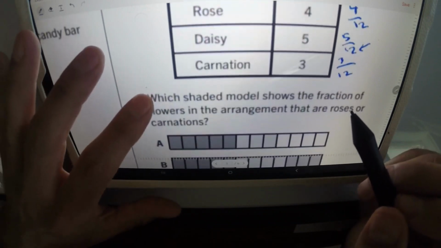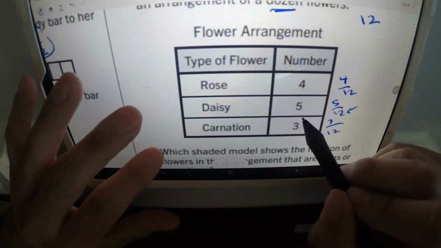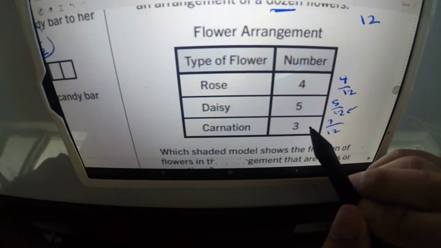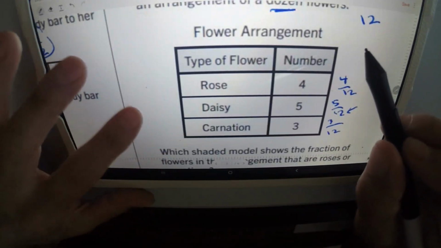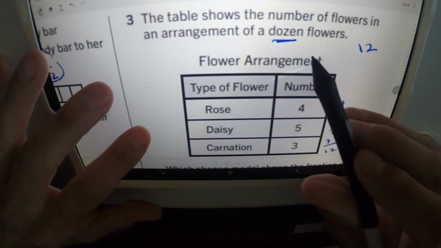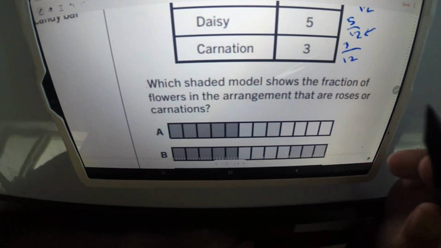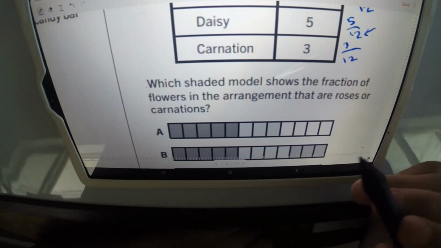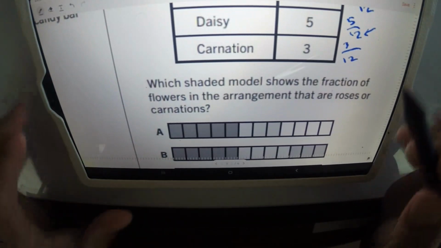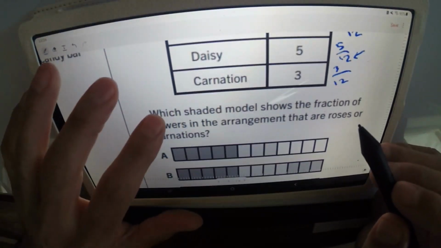Does that make sense? So they said 4 plus 5 is 9. 9 plus 3 is 12, and that's how many total flowers. And this is referred to by this word right here, dozen. That refers to 12. So another question. Which shaded model shows the fraction of flowers in the arrangements that are roses or carnations? So they want to know how many are roses or carnations.